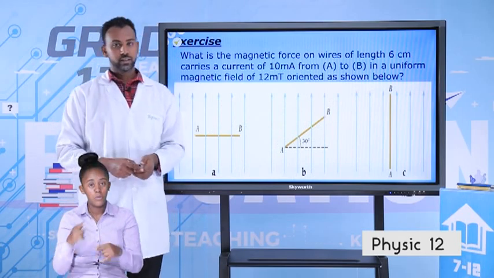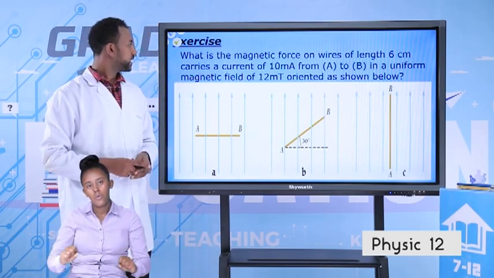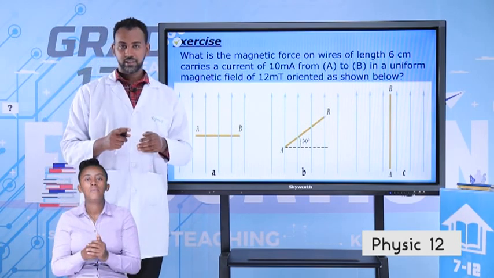Now it's time for an activity. Students, I want you to solve those examples. Please take your time.